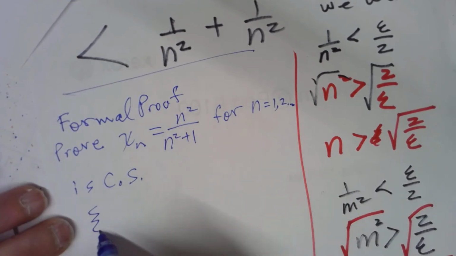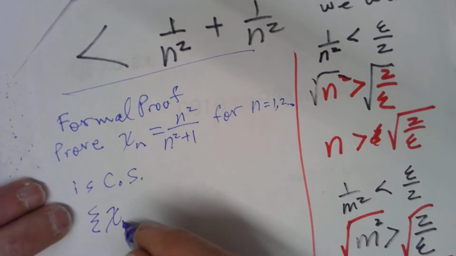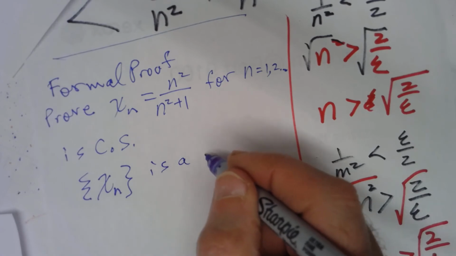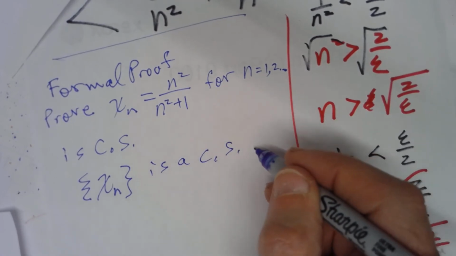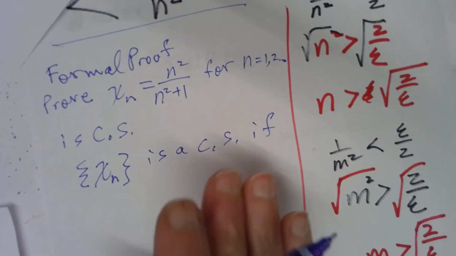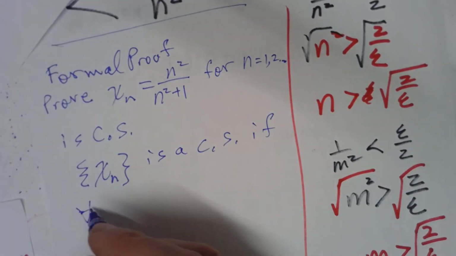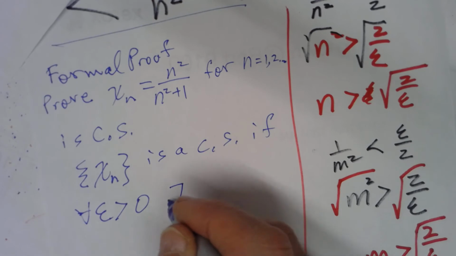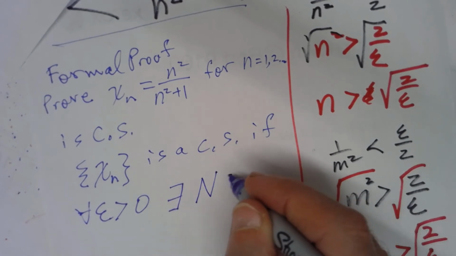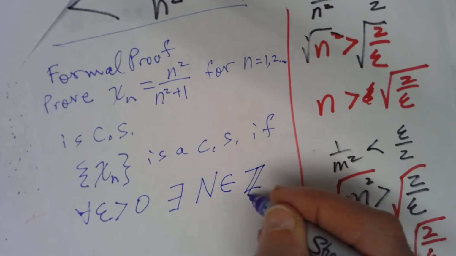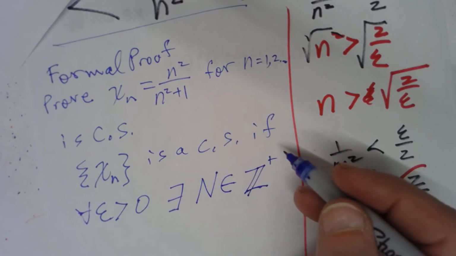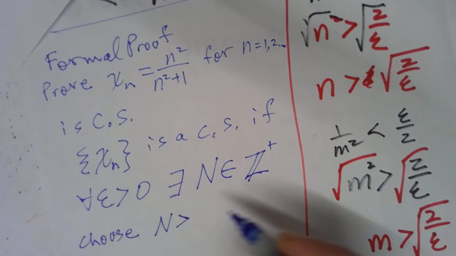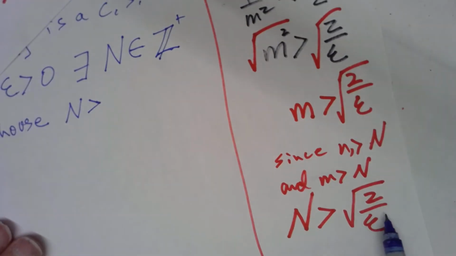So we let our sequence be a Cauchy sequence if for all epsilon greater than 0 there exists an N that is part of the set of positive integers, and we choose N to be greater than, we said, the square root of 2 over epsilon.